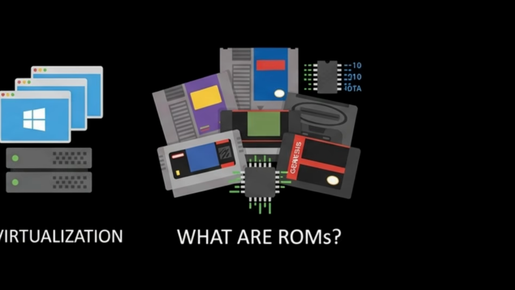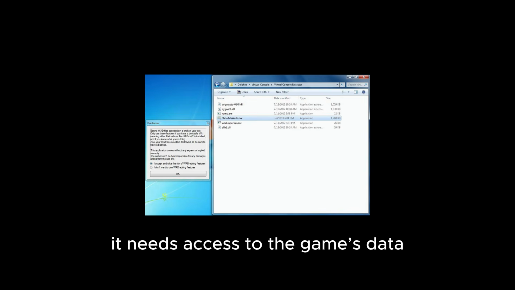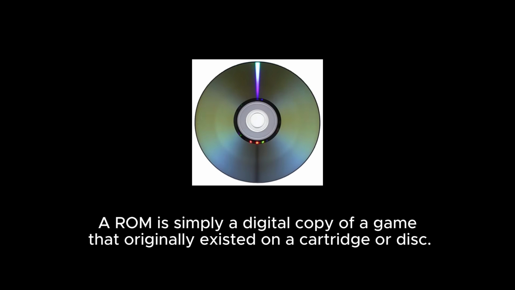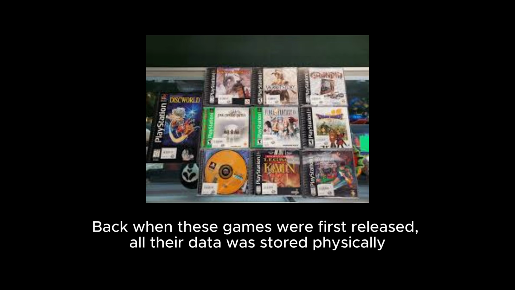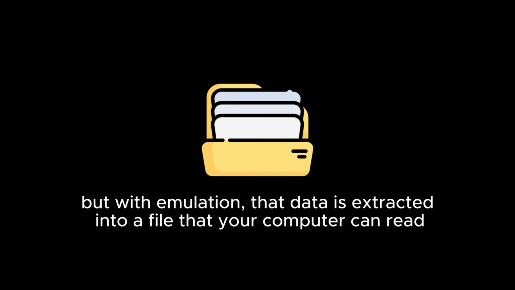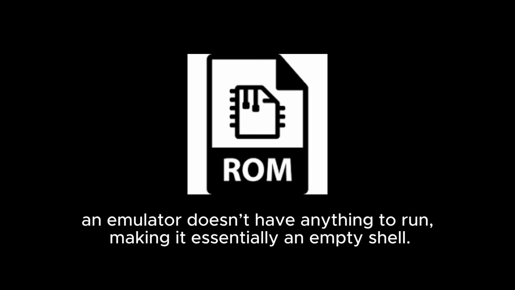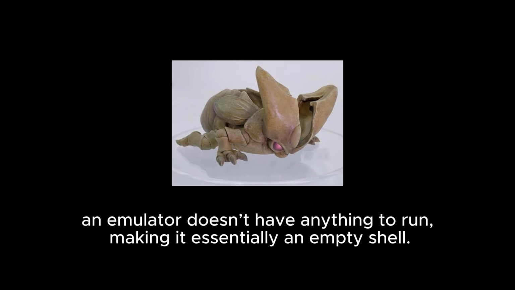What are ROMs? For an emulator to actually run a game, it needs access to the game's data, and that's where ROMs come in. A ROM is simply a digital copy of a game that originally existed on a cartridge or disc. Back when these games were first released, all their data was stored physically, but with emulation, that data is extracted into a file that your computer can read. The emulator then loads that file and begins translating its instructions just like the original console would. Without ROMs, an emulator doesn't have anything to run, making it essentially an empty shell.